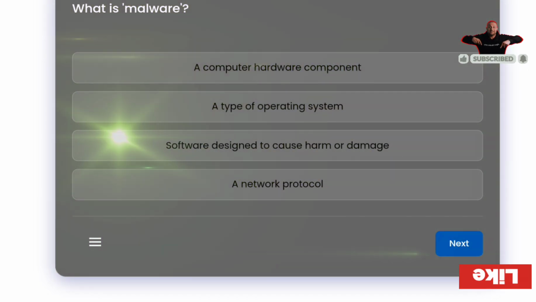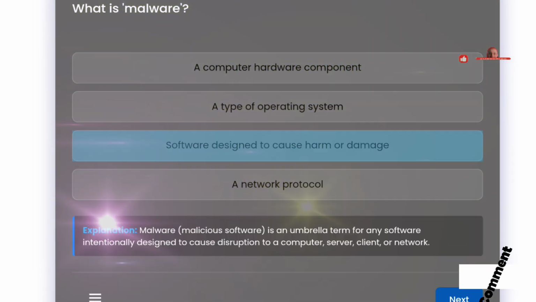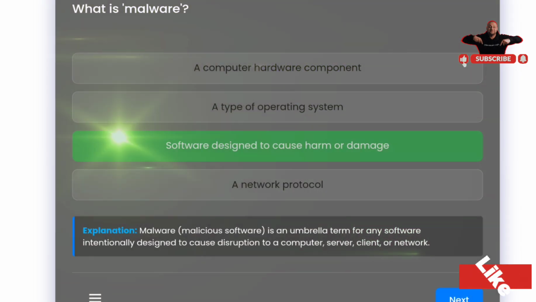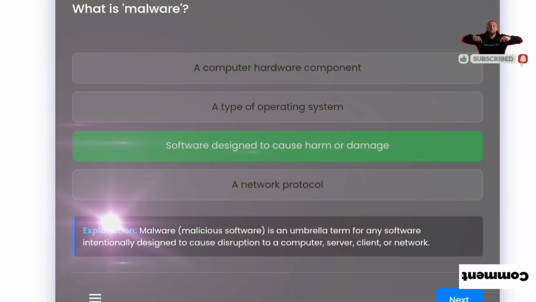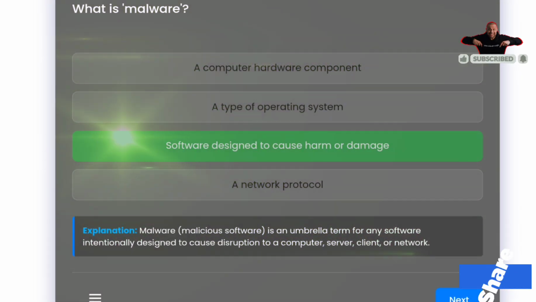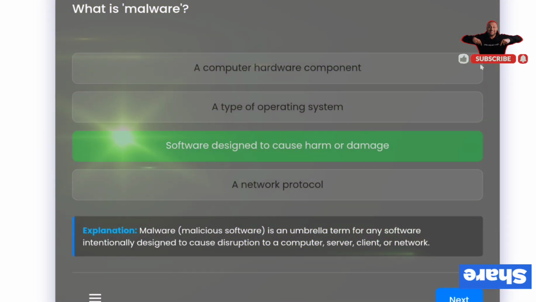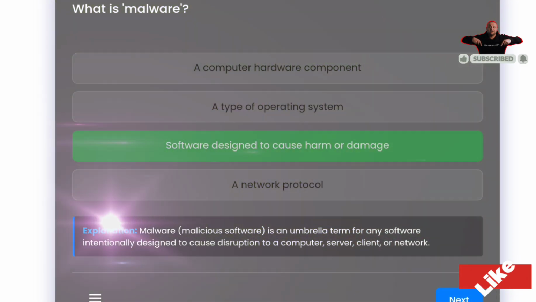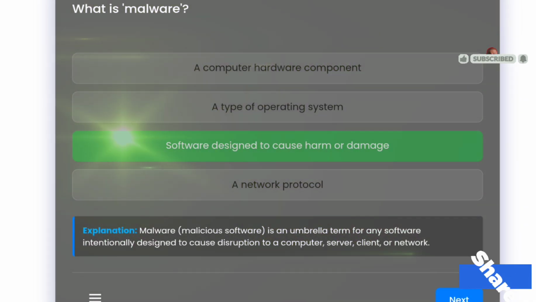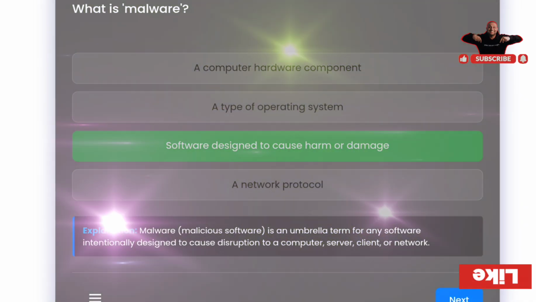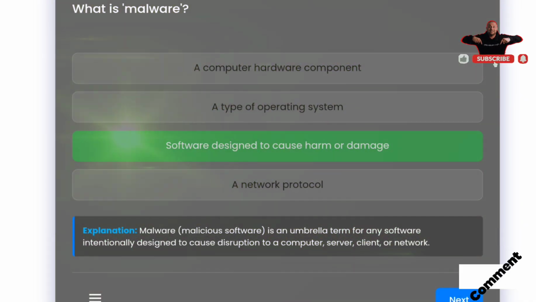What is malware? Malware का मतलब क्या होता है? बहुत थोड़ा होता है. आंसर क्या है? Software designed to cause harm or damage. Malware, or malicious software, is an umbrella term for any software intentionally designed to cause disruption to a computer, server, client, and network.